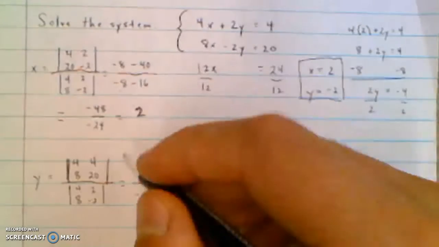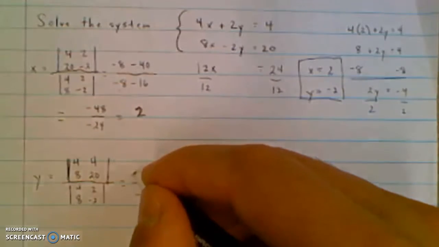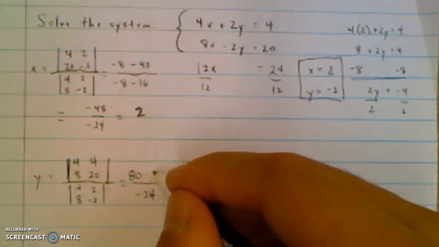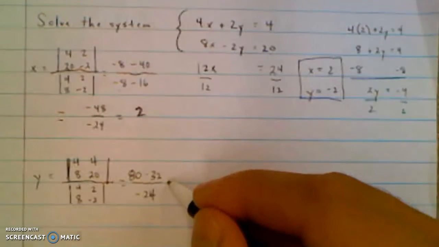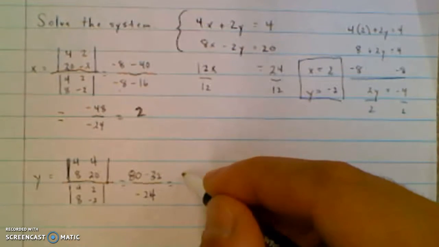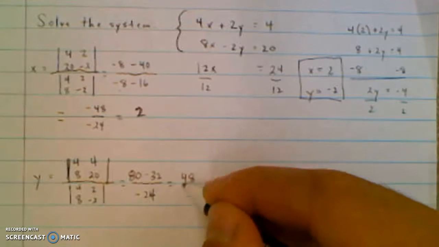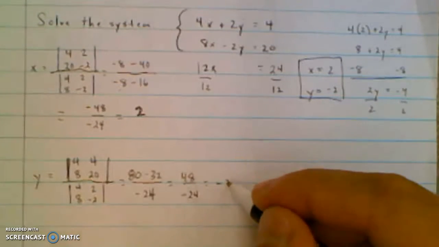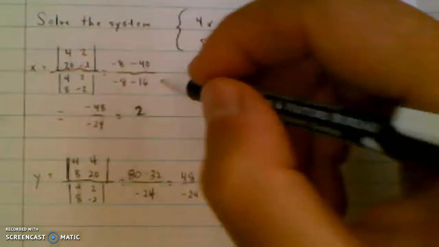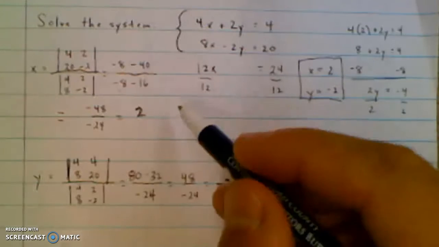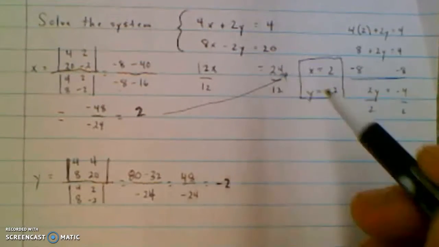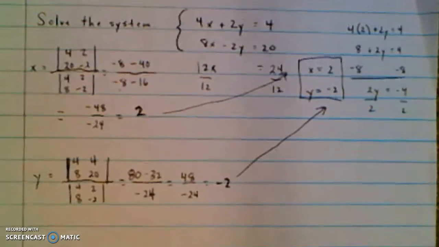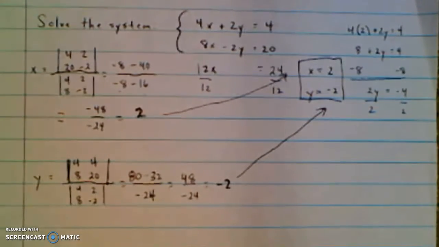Numerator, 4 times 20 is 80. 8 times 4 is 32. We always subtract. Should give us 48, positive 48 over negative 24, which is negative 2. So, same as we had previously, using elimination. Same solution we found using elimination. X is 2, y is negative 2.